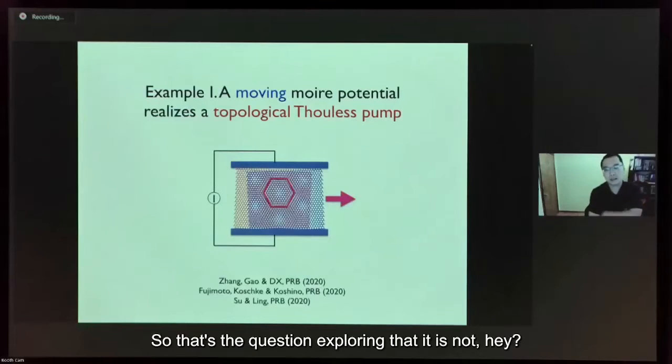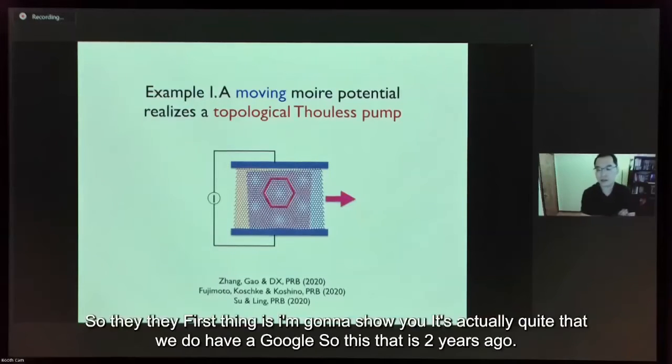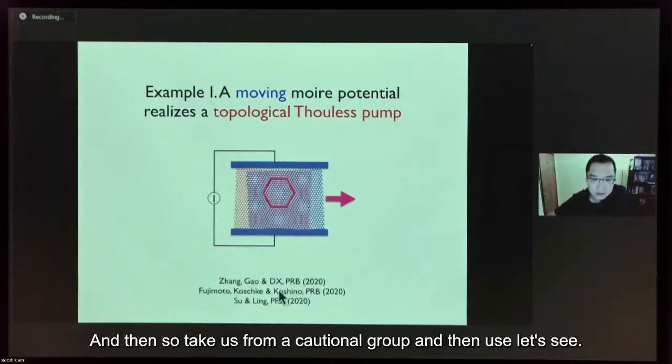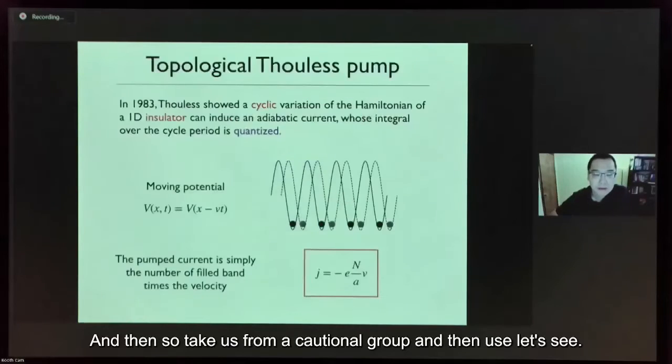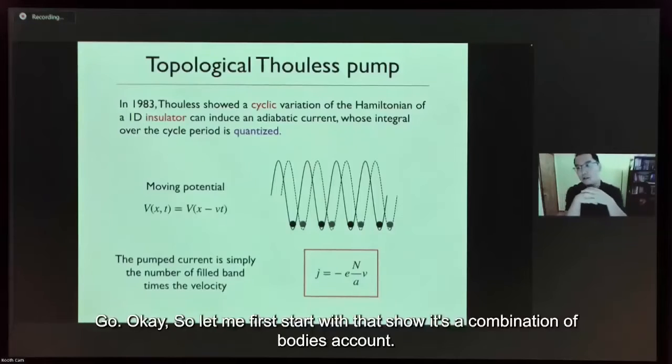Okay. So the first example I'm going to show you is actually quite simple. I argue that if you have a moving Moiré potential, you can realize the topological Thouless pump. We did this 2 years ago, and there are also papers from the Koshino group and the Niu group on the same topic. So let me first refresh your memory on what a topological Thouless pump is.